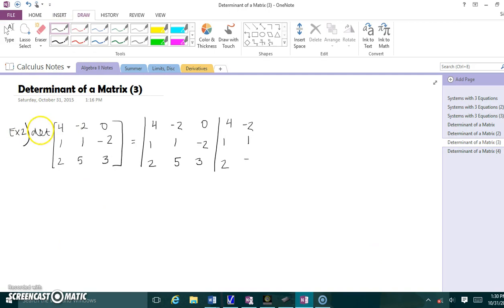Here's our next example for your notes. So write this down as example 2. And again, make sure you write this whole thing down. I want to find the determinant of this 3 by 3 matrix here. I started setting it up. I just rewrote it in those bars, and I repeated the first 2 columns.